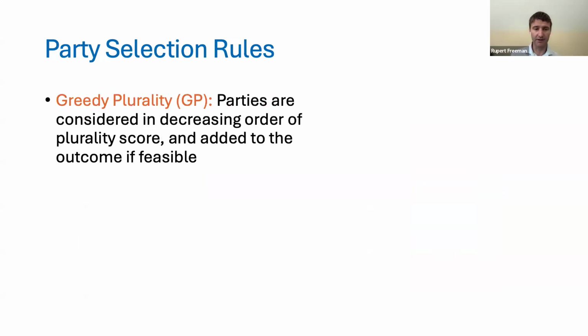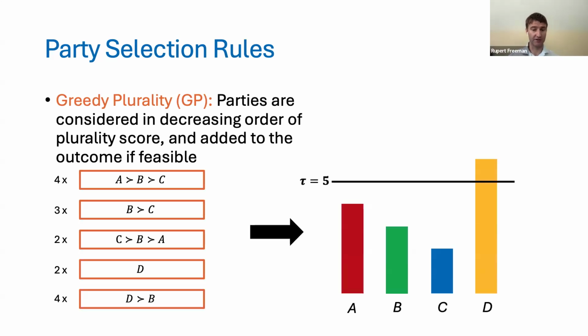Okay, and finally, we have a rule that we call greedy plurality. And here we're going to consider parties in decreasing order of their plurality score and simply add them to the outcome if it's feasible to do so. Otherwise, skip and consider the next highest score. So on the same example, we start with D. The parliament that consists of only D is feasible, so we add that to the parliament.